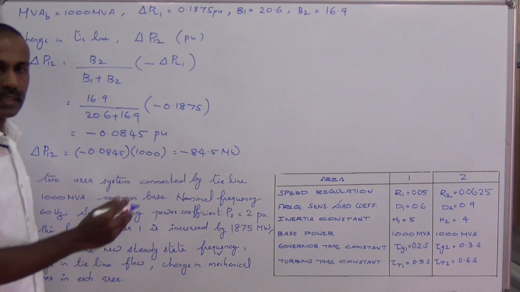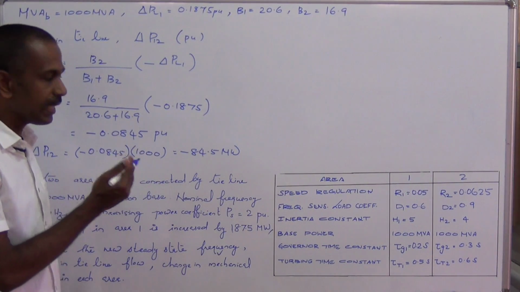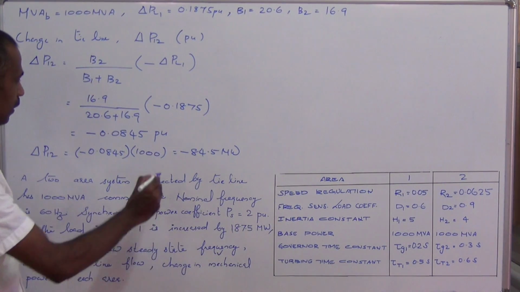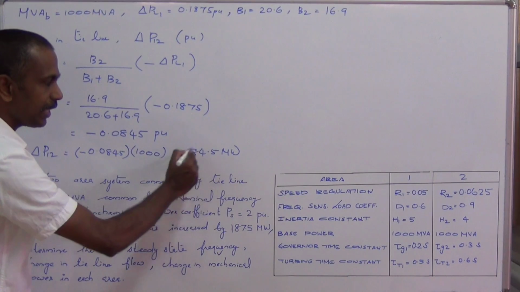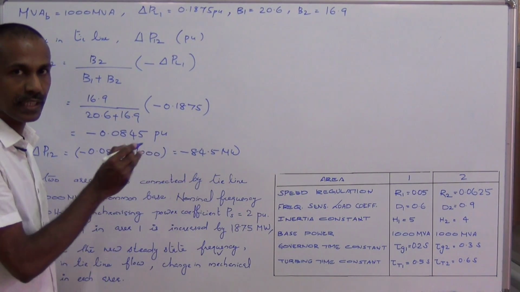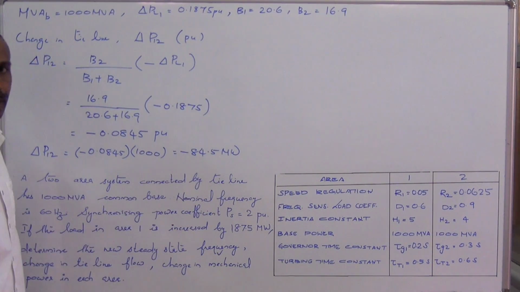So when the load in the first area is increased by 187.5 megawatt, the tie line power is reduced by 84.5. This minus sign shows the reduction in the tie line flow. The tie line flow is reduced by 84.5 megawatt.